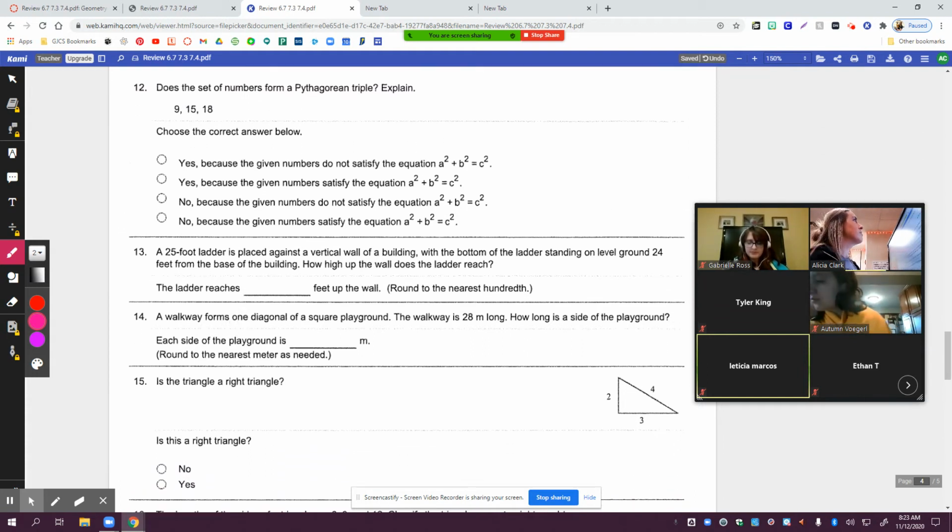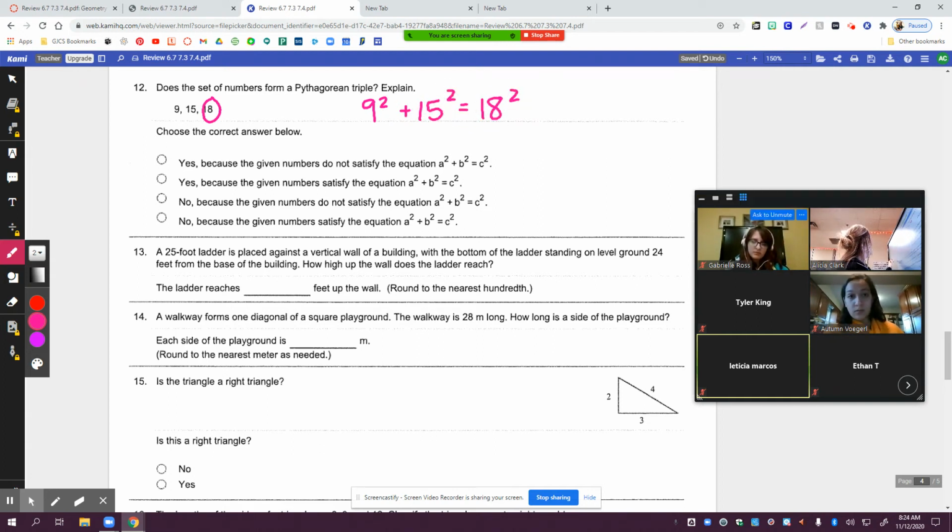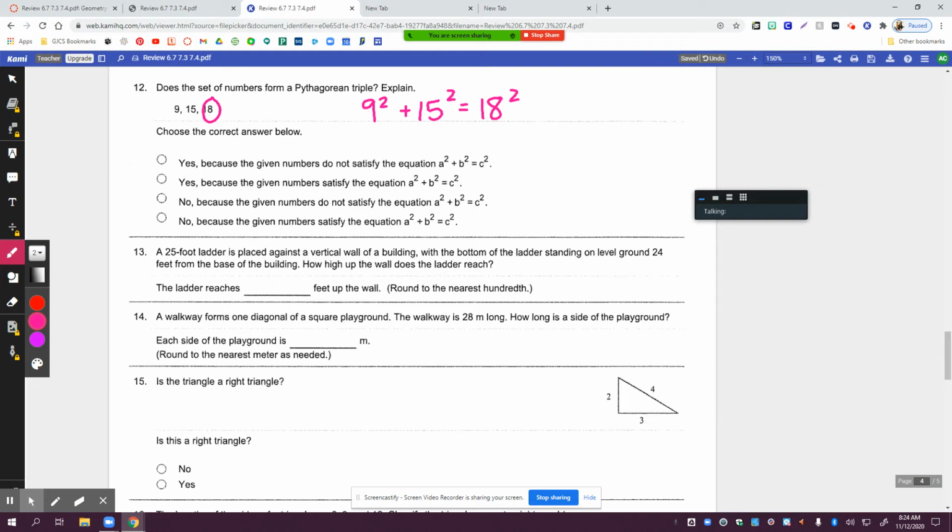So number 12, same thing, trying to see if it forms a Pythagorean triple. Okay, 9, 15, and 18. 18 has to be C, it's the longest. Okay, so I'm trying to see if this is a true statement or not. So 9 squared is 81. 15 squared is 225. If I add those together, that is going to give me 306.